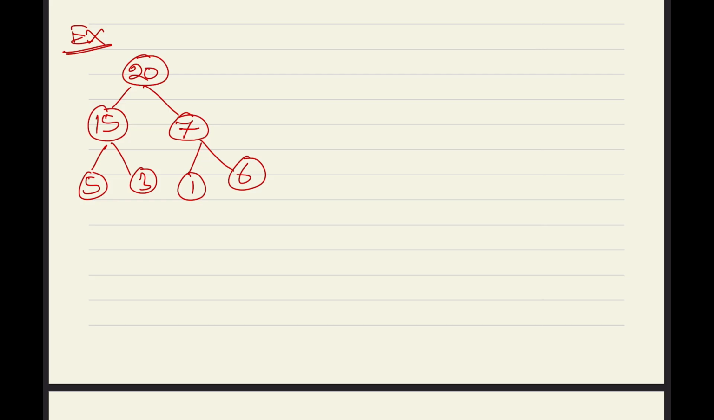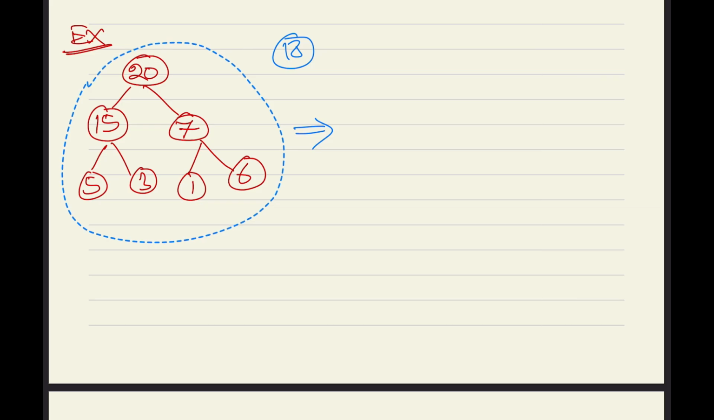Now we want to insert, assume, 18. Where should we insert? At the last, which means this level is completely filled, so we have to insert 18 here, to the left of 5. If we insert it, the structure will be like this. Let me copy the structure once again.